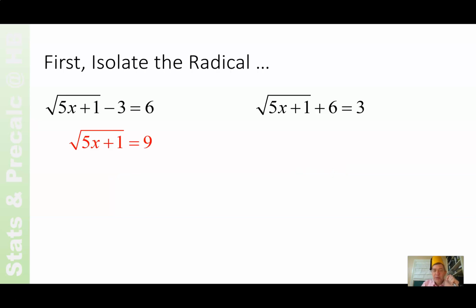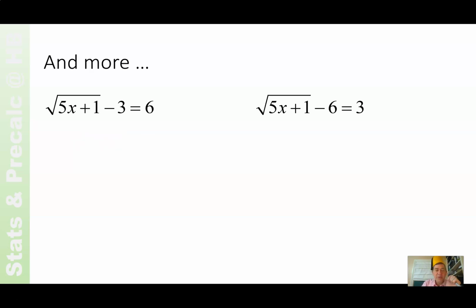Two questions here. Why is this not the same? The first one, the square root of 5x plus 1, minus 3 equals 3, and the second, the square root of 5x plus 1, plus 6 equals 3. And we'll try these out.